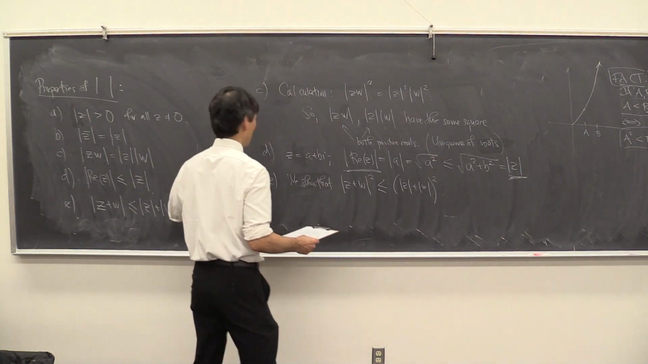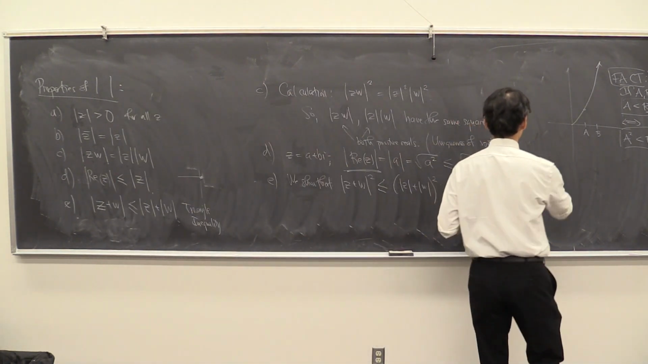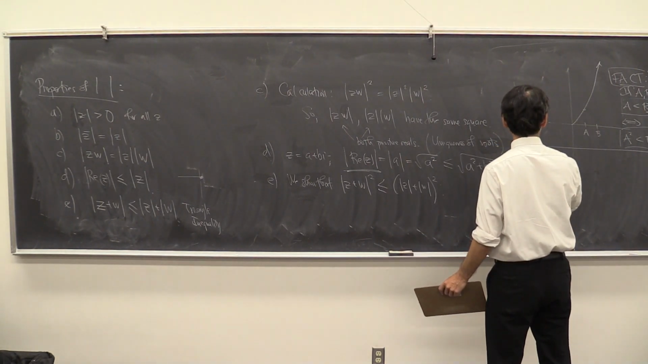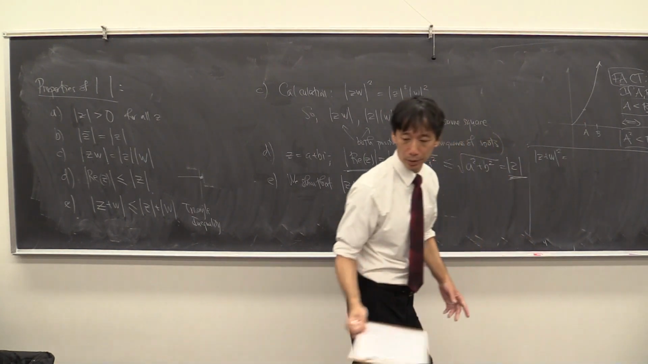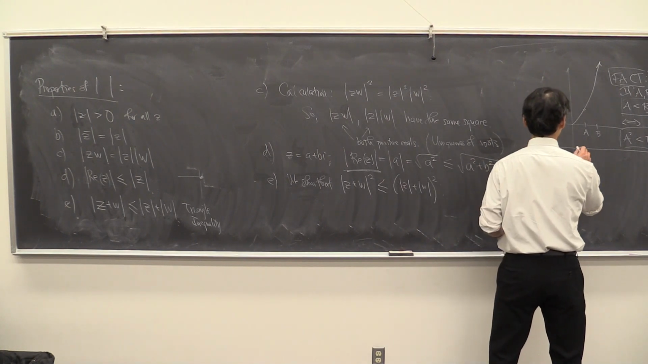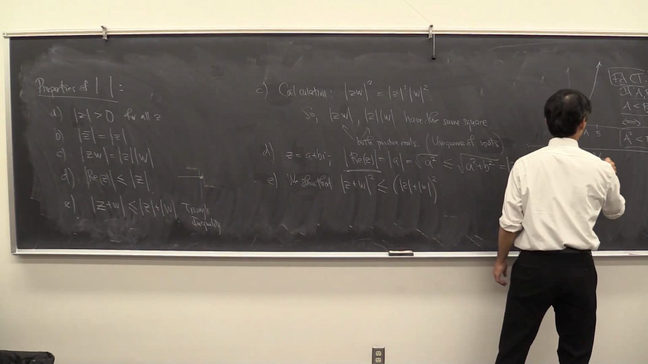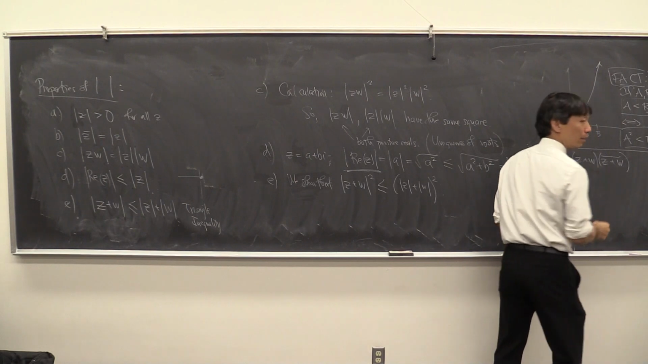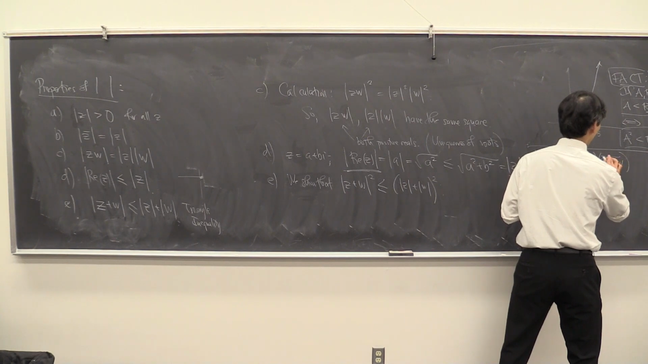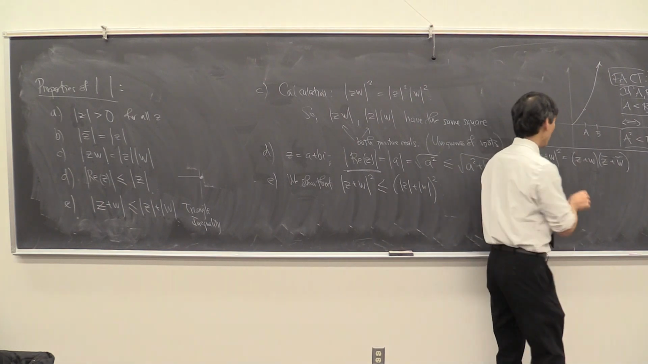Let me do that over here. This thing here, the square of the modulus of the sum, is the same thing as z plus w times the conjugate. That's what that is. And I can separate this: the conjugate of the sum is the sum of the conjugates. So let's work that out.